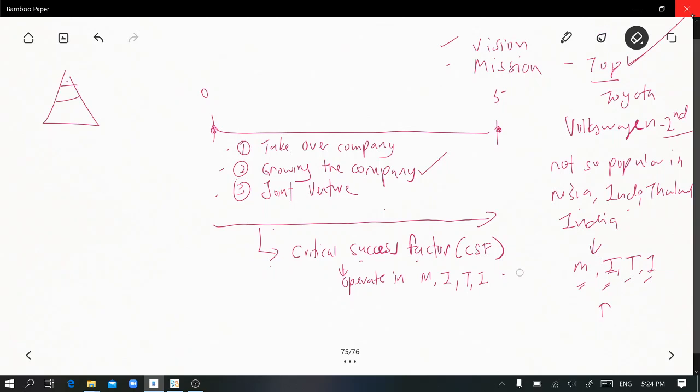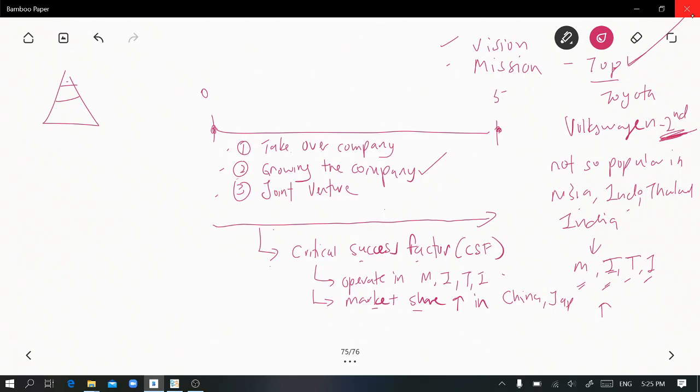Okay, so second factor, I'll put it this way. The second factor that they identify is they must increase the market share in China and Japan. They are popular in China and Japan, but they must increase the market share for them to be number 1. So they have identified 2 critical success factors.